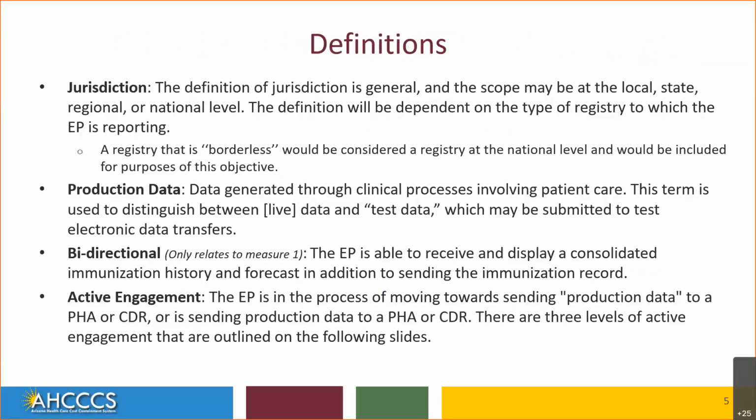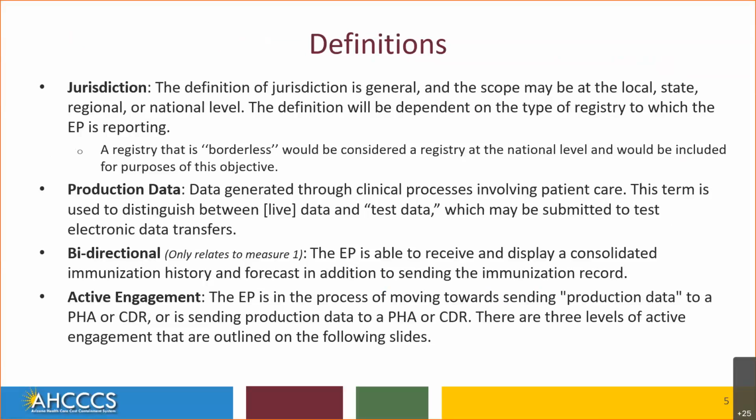So we're going to go over a few definitions. The first one is jurisdiction. The definition of jurisdiction is general, and the scope may be at the local, state, regional, or national level. The definition will be dependent on the type of registry to which the EP is reporting. A registry that is borderless would be considered a registry at the national level and would be included for purposes of this objective.